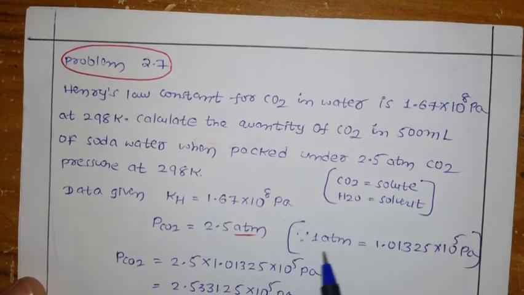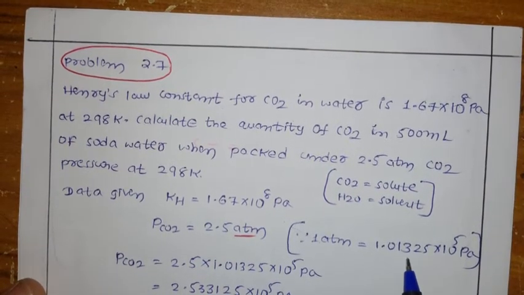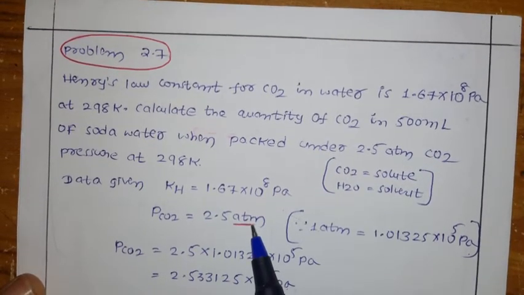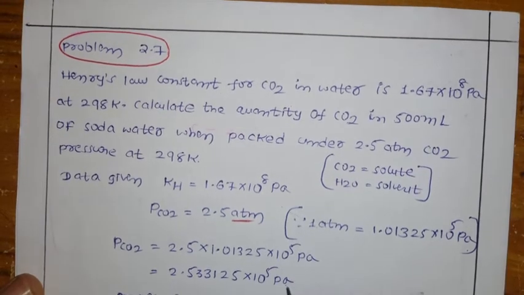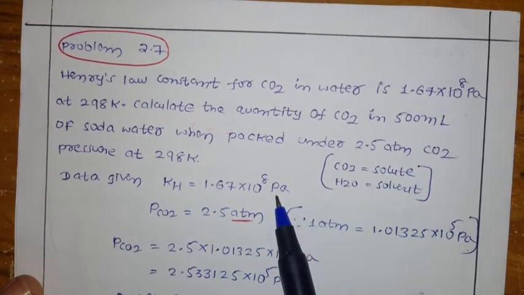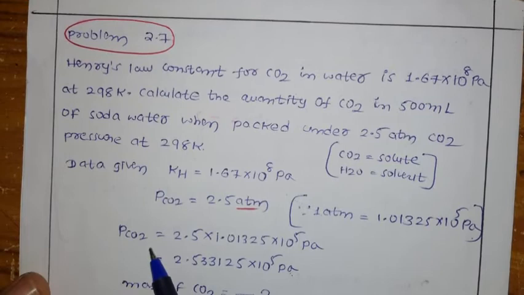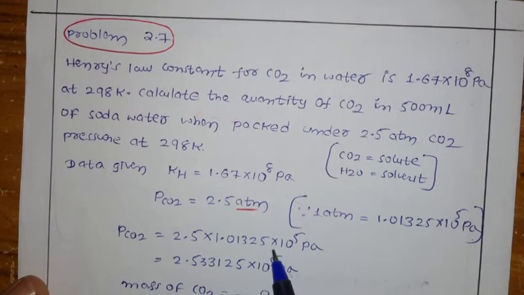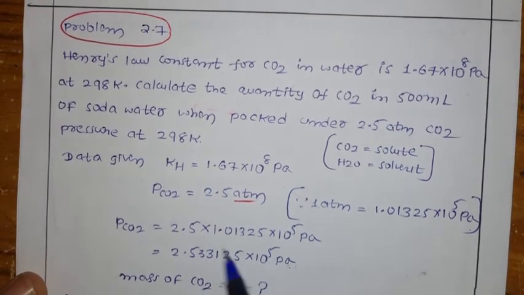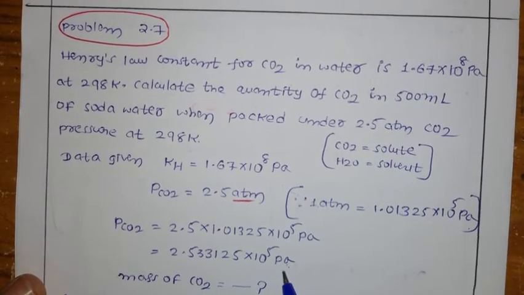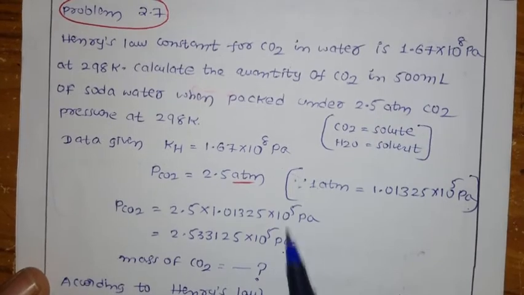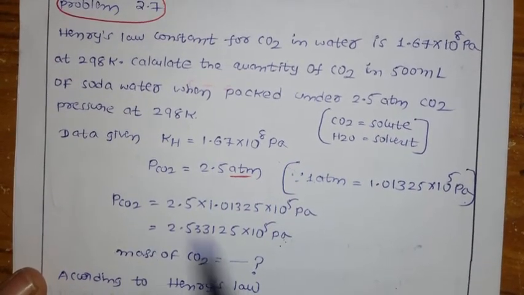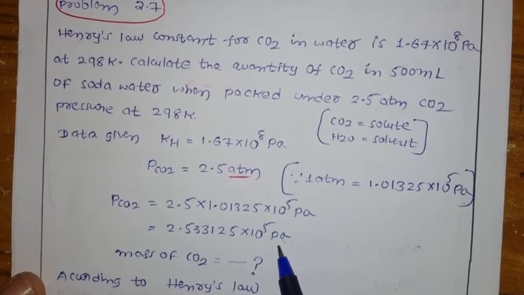As you know very well, 1 atm equals 1.01325 into 10 to the power of 5 Pascal. So I am going to convert this atm into Pascal, because the units have to match. So the partial pressure of carbon dioxide equals 2.5 into 1.01325 into 10 to the power of 5 Pascal. If you simplify, we get this much value in Pascal. Now both Henry's constant and the partial pressure of carbon dioxide are in Pascal.